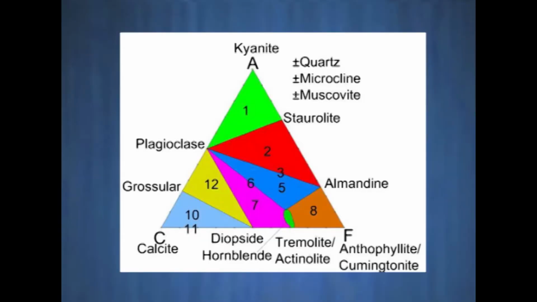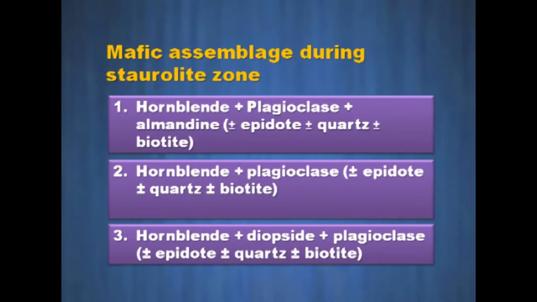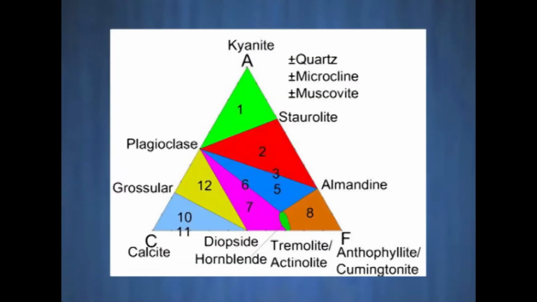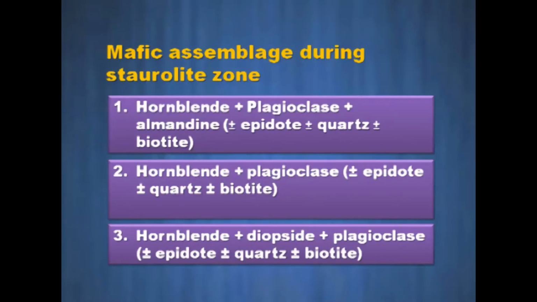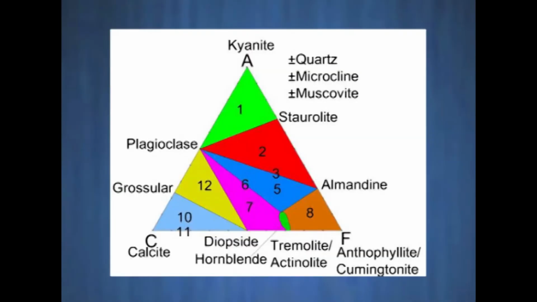Assemblage 1: hornblende plus plagioclase plus almandine plus or minus epidote plus or minus quartz and plus or minus biotite. Assemblage 2: hornblende plus plagioclase plus or minus epidote plus or minus quartz and plus or minus biotite. Assemblage 3: hornblende plus diopside plus plagioclase plus or minus epidote plus or minus quartz and plus or minus biotite.